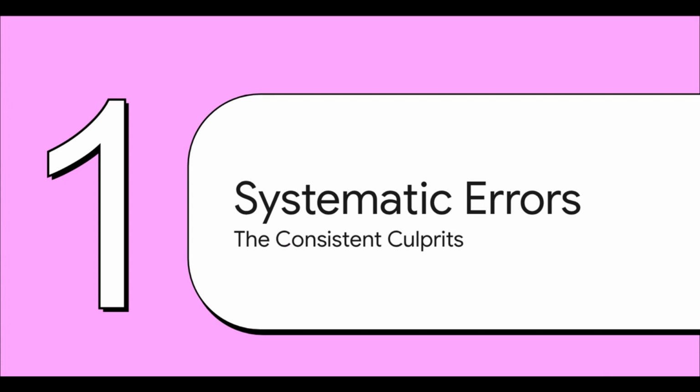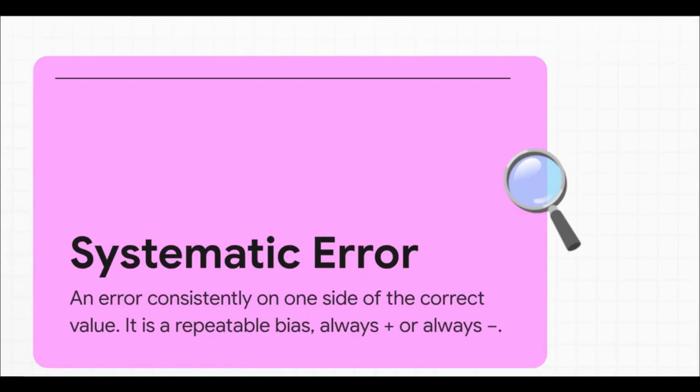Let's call these guys the consistent culprits. Think of this as the error that just won't quit. It shows up every single time, predictable as the sunrise, and it's always pushing your data in one specific direction. It's that nagging little bias that can drive you absolutely crazy. So the big thing to remember here is that these errors are not random at all.